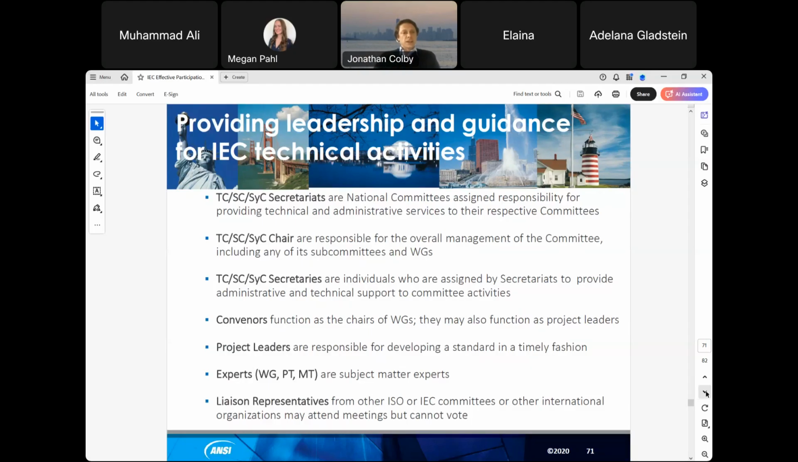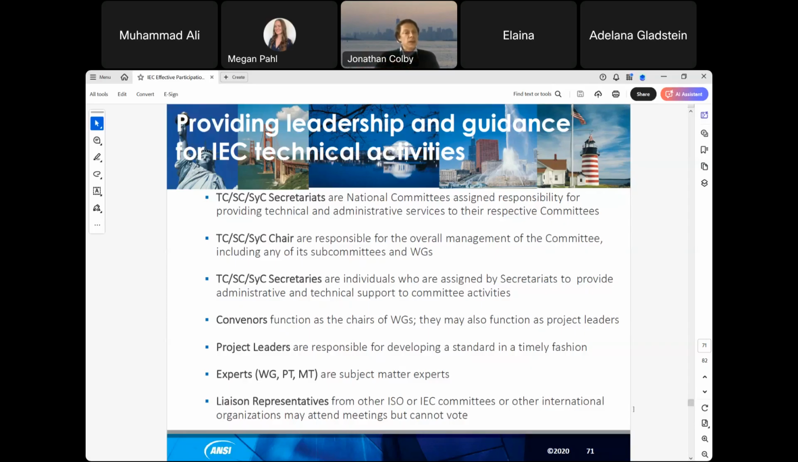The chair is responsible for the overall management of the committee, including some of the subcommittees and working groups. Then the secretary is the person who's assigned by the secretariat to provide the actual services on a day-to-day basis. And so again, for TC 114, our secretariat is the UK, with Mr. Danny Peacock from the BSI serving as the secretary, and I serve as the chair.